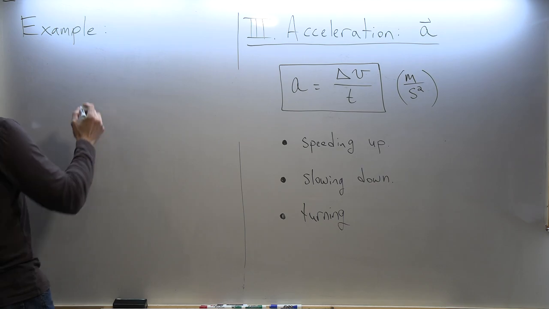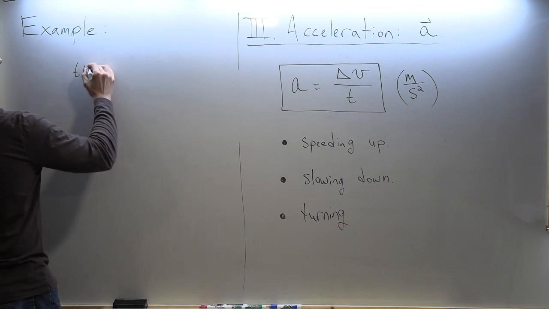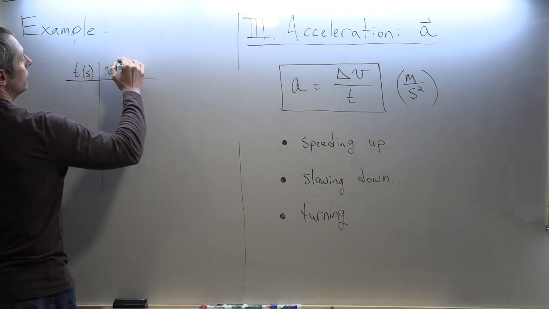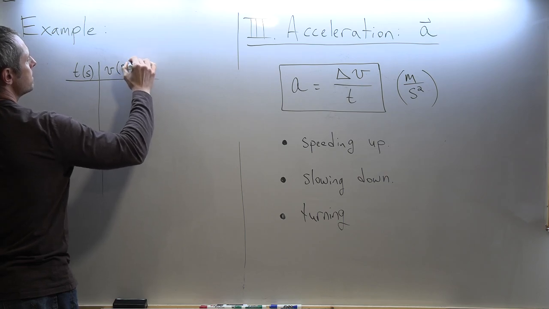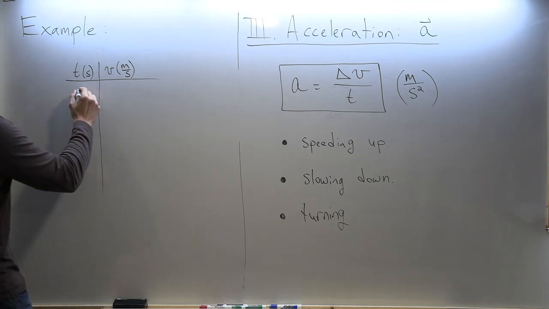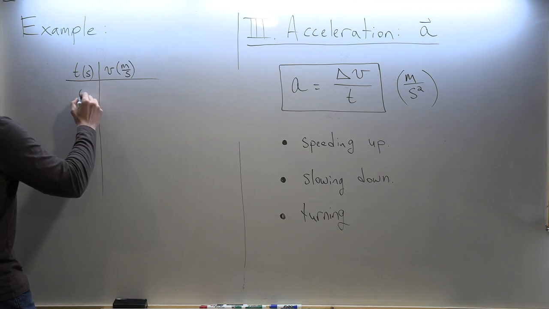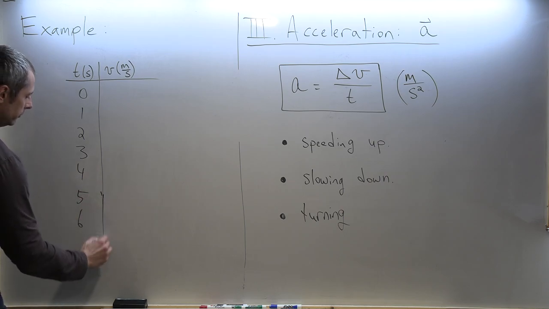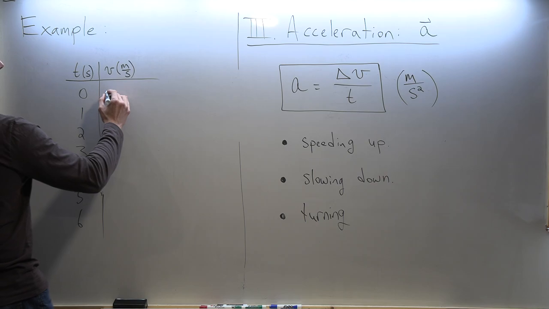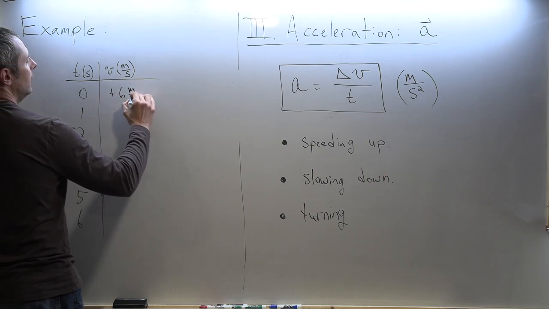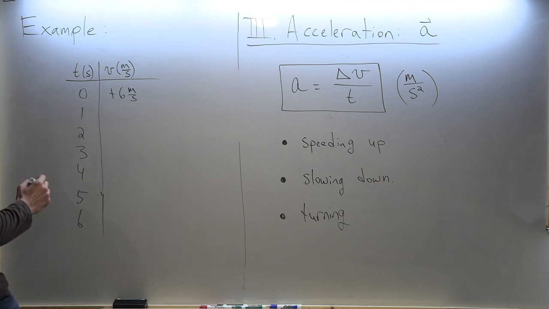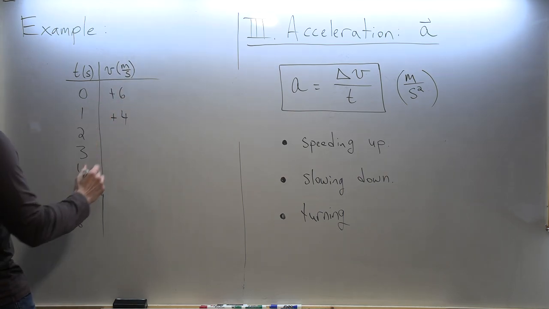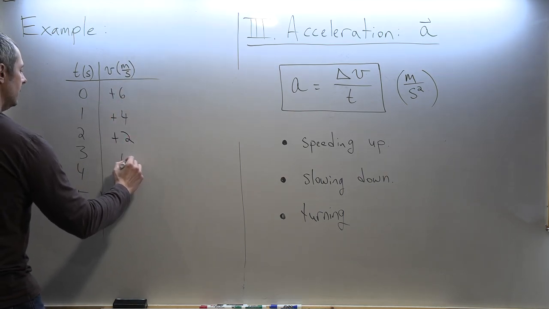Okay, so let's create a table with time over here, and over here, speed, or velocity, I should say. All right, so let's suppose I've got a time that begins at 0, 1, 2, 3, 4, 5. That should do, 6 seconds. And in the beginning, I'm moving forward at 6 meters per second in my car. And then I'm going 4. Oh, I don't need the meters per second, I got it in the top there. 4, 2, and then 0.